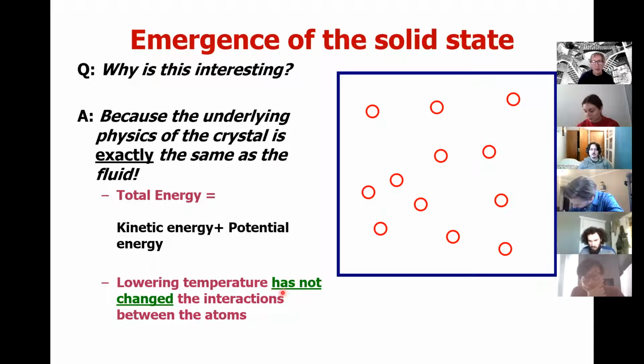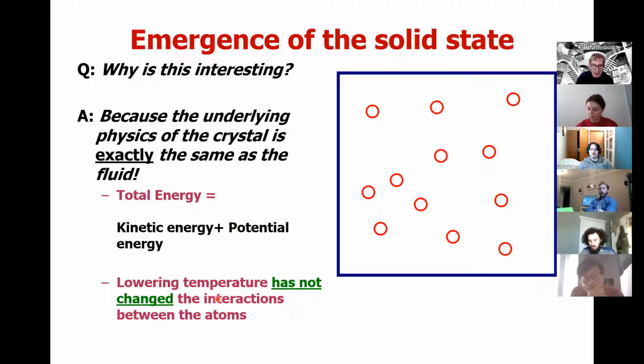Okay, so why is this interesting? Well, the thing that's interesting about it is this: the underlying physics of the crystal or the solid state is exactly the same as the fluid. If I wrote down the Hamiltonian for the system, the Hamiltonian is just the total energy, so it's just the kinetic energy plus the potential energy. Both the fluid and the crystal have exactly the same Hamiltonian.